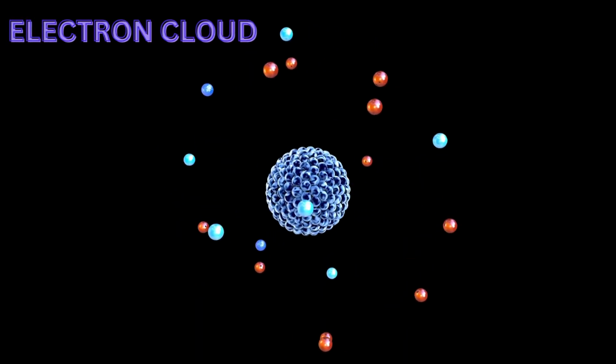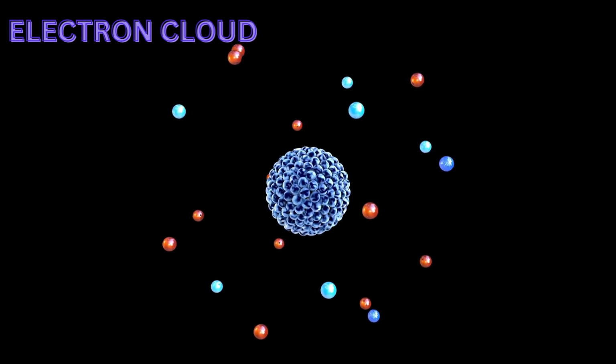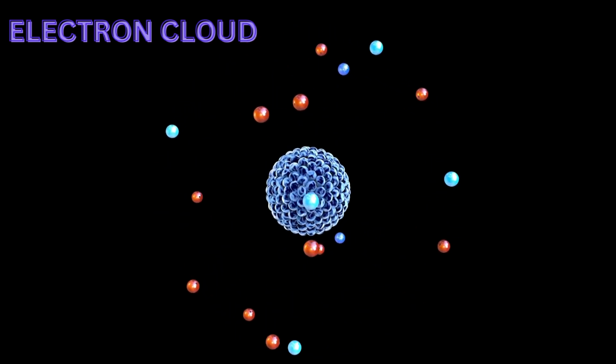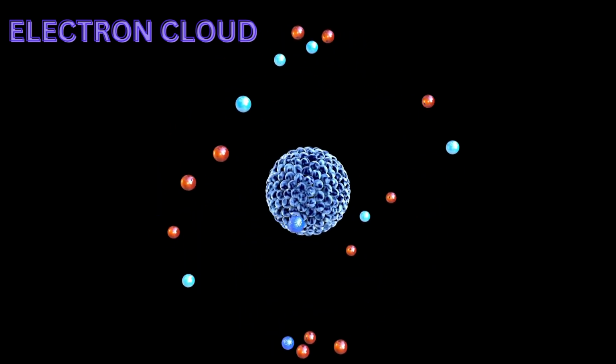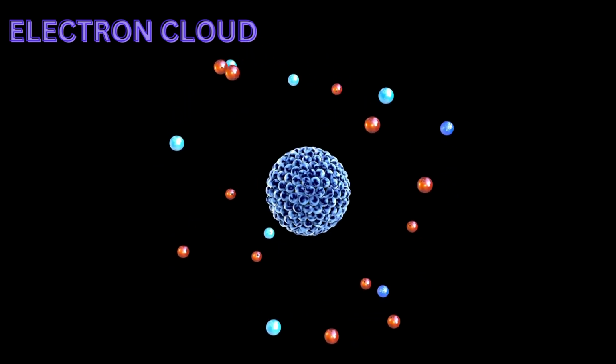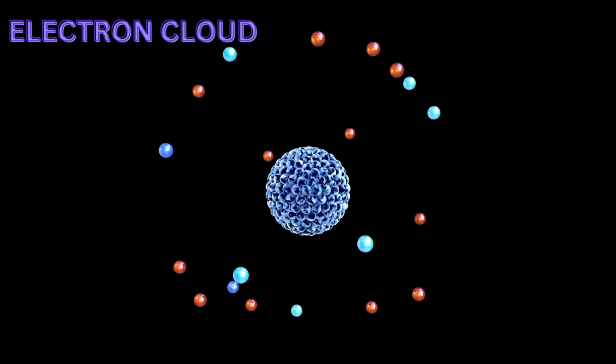Electron cloud. It is the space around the nucleus where electrons are most likely to be found. Subatomic particles. Protons, neutrons, and electrons are subatomic particles that make up an atom. Protons and neutrons are much more massive than electrons.